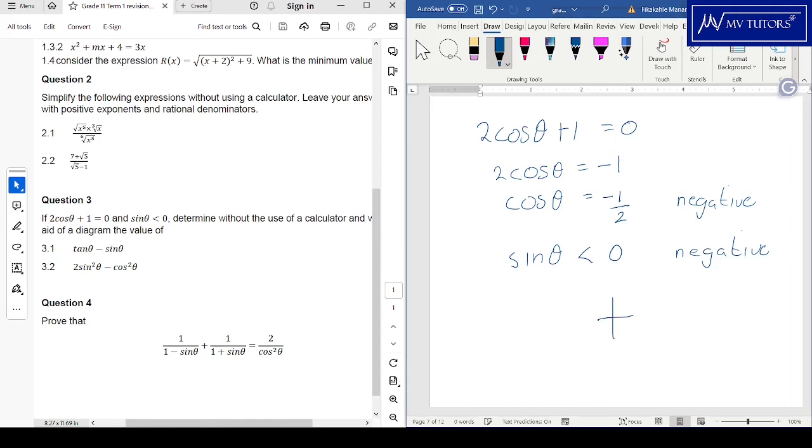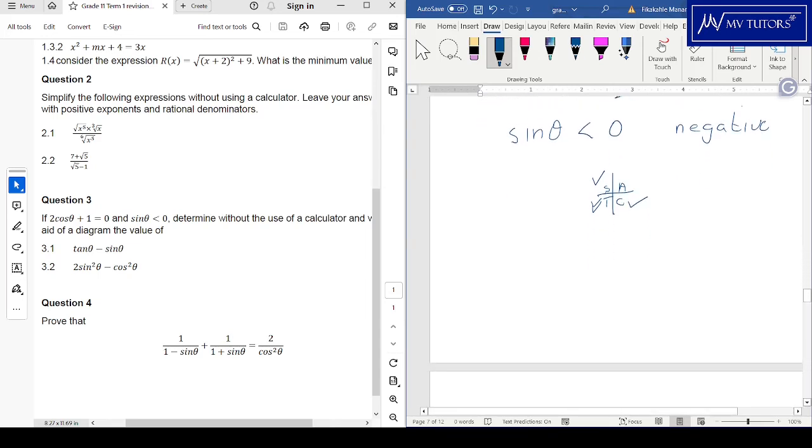So if I draw my CAST diagram, then I say, where is cos theta negative? It's negative in this quadrant, and it's also negative in that quadrant. Where is sine theta negative? Sine theta is negative in this quadrant and in that quadrant. So I've got 2 ticks here, which means my diagram is going to be exactly there. So this is going to be my diagram right here. I'm going to have it like this right there.